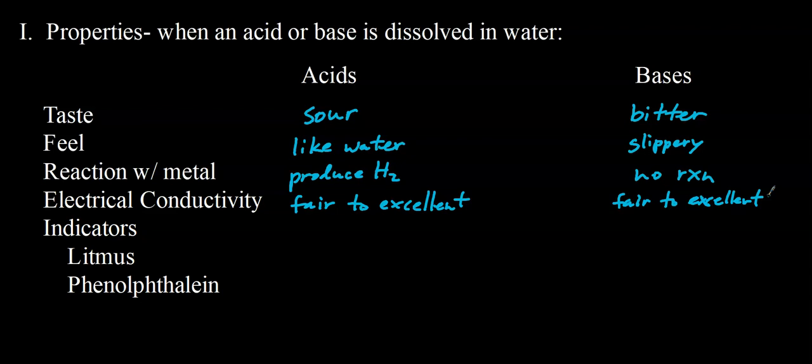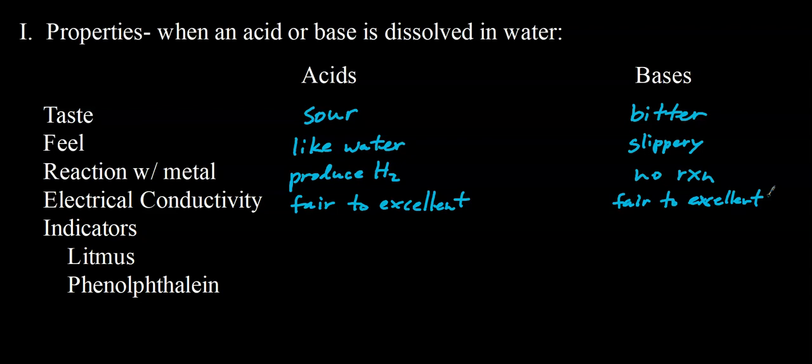All right, next up we have indicators. Maybe make a note. Indicators are chemicals that are different colors in an acid or a base. Or technically they're different colors at different pHs. We haven't learned about pH yet. We'll learn about that later. But these chemicals are a certain color at one pH and a different color at a different pH.